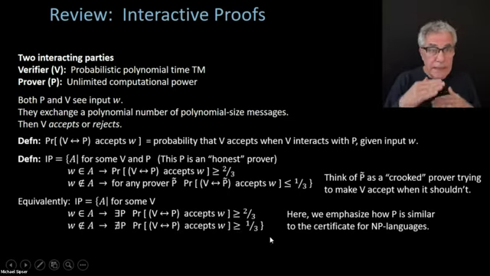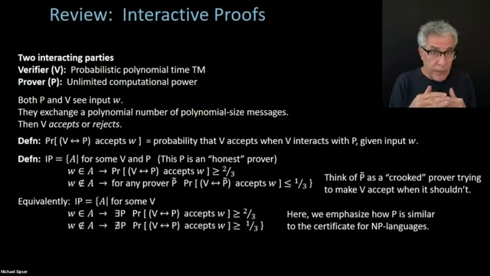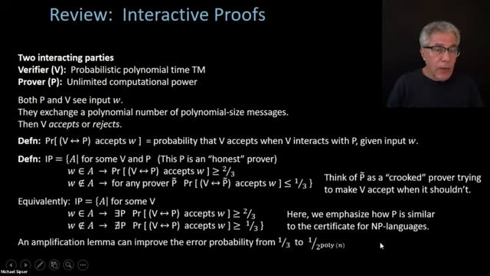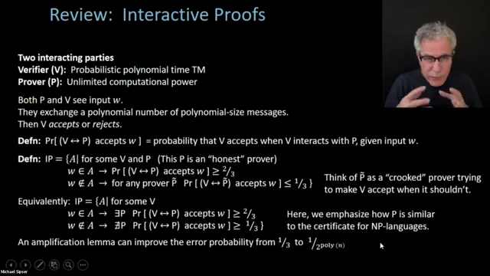What's important is this gap, just like with BPP, between acceptance and rejection. That gap is there because we want to be able to use the amplification lemma. If there was no gap, then you wouldn't be able to amplify and make the probability of acceptance extremely high when you're in the language, and extremely low when you're not in the language. I hope that refreshes your memory as to how that works.